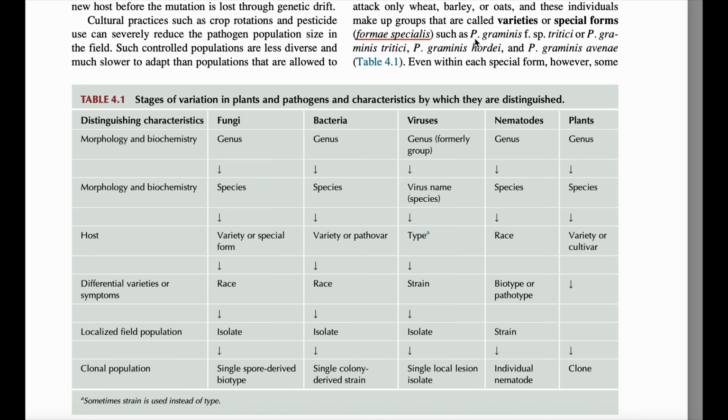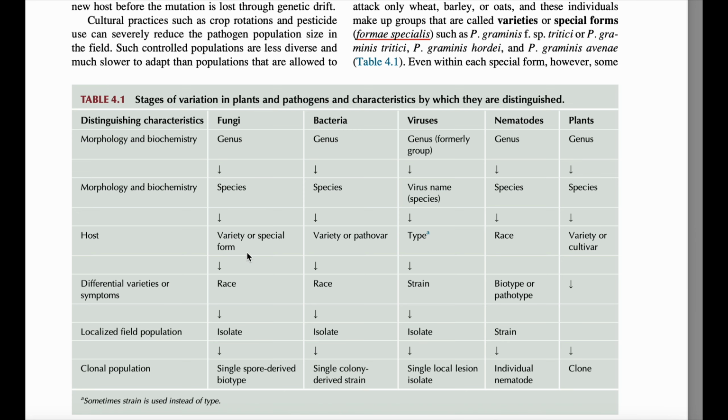There are so many Puccinia. After Puccinia we have graminis, which means it is for grasses, right? Graminis is the species. After Puccinia graminis, genus and species, we have this forma specialis, variety or special forms, which is this triticii, hordei or avenae.